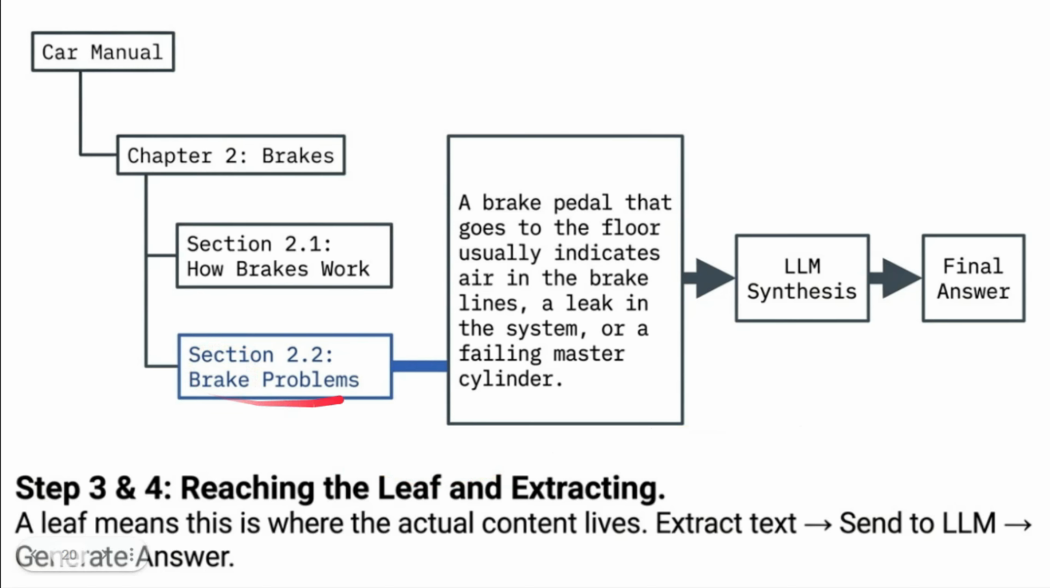Step 4. Now page index checks, does section 2.2 have any children? If it does, we continue navigating. If it doesn't, we have reached a leaf node. A leaf node is simply a node that doesn't have any children.